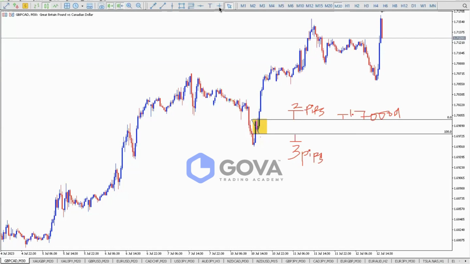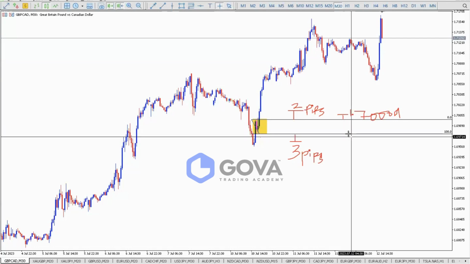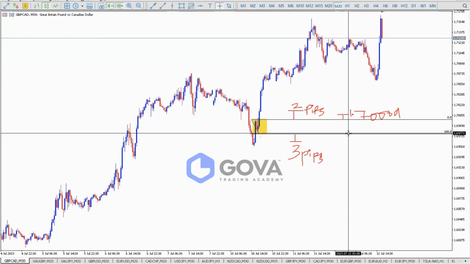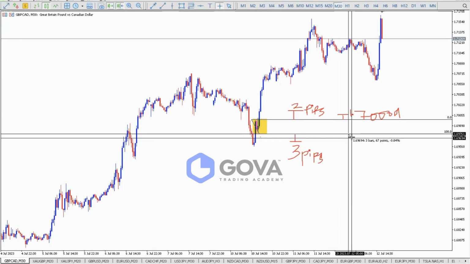You need to calculate the distal line. The distal line is going to be from the distal line down below. Calculate it from the distal line down below. So you need to calculate 3 pips.